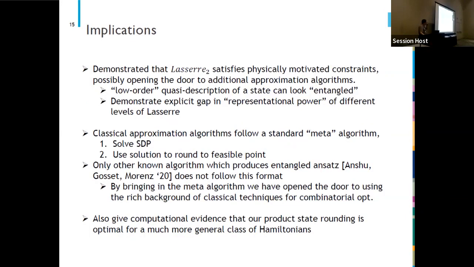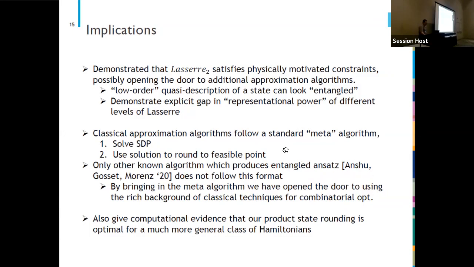OK, so what are the implications? We've demonstrated that Lasserre 2 satisfies some really cool monogamy of entanglement constraints. I like to think about it as you've shown that this low order, or quasi, description of a quantum state can still look entangled.